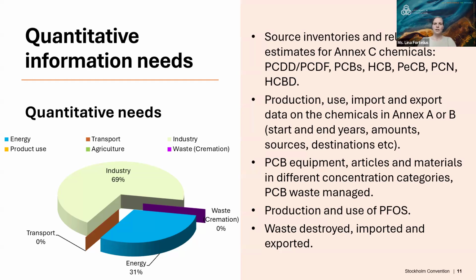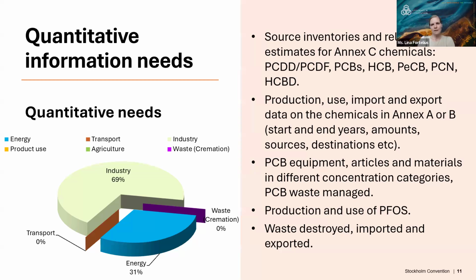And then production, use, import, and export data on the intentionally produced chemicals in Annexes A or B. And this information may sometimes be difficult to find, especially for chemicals that have not been produced in your country or that are not registered. For example, for pesticides, it's usually a bit easier, because there are several ways of finding information for pesticides, as they are used in several sectors.